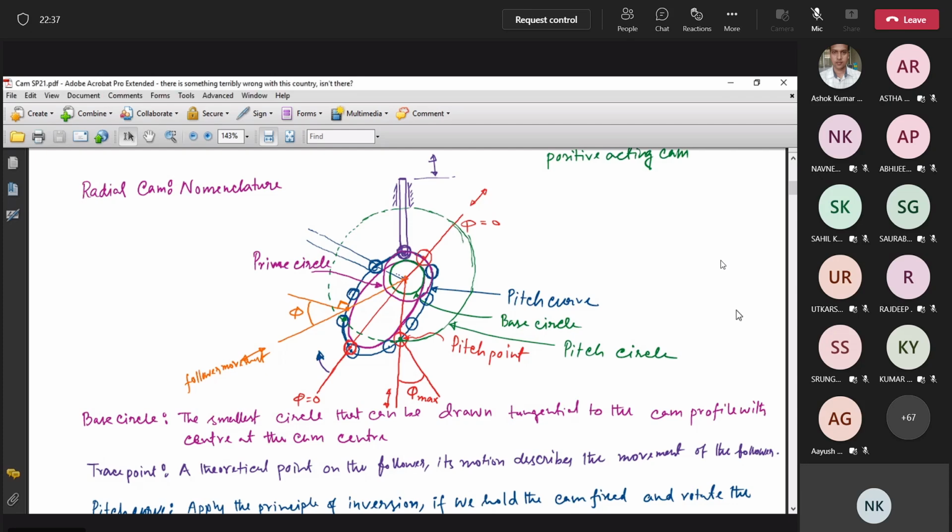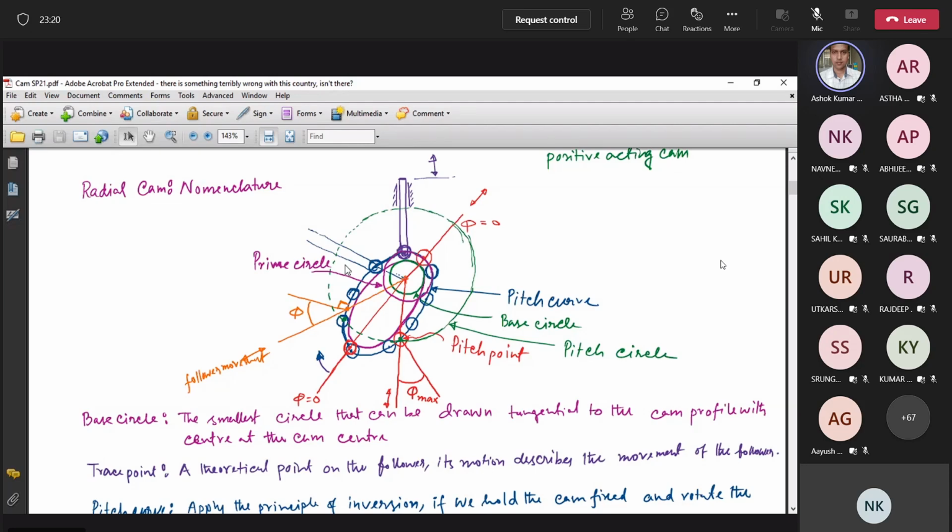So this is the cam. All other things that we have drawn, I will discuss. But actually, this line is the cam, and this cam is in contact with this roller here. That roller is attached to this follower. The cam is hinged at this point.